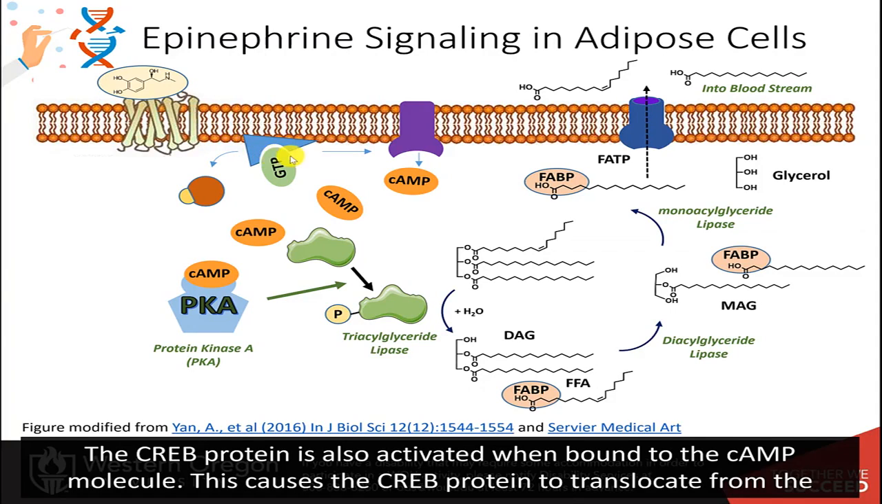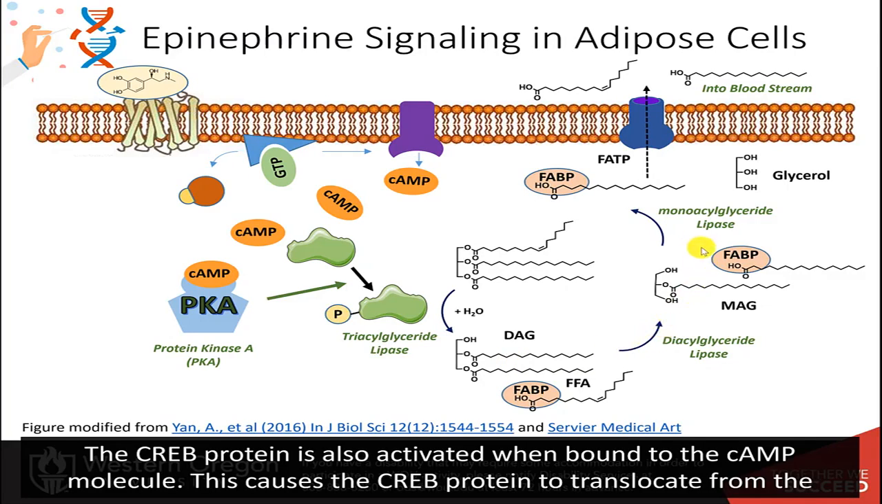The activated G protein turns on adenylate cyclase, leading to the production of the second messenger, cyclic AMP. Cyclic AMP, in turn, binds with protein kinase A to activate many downstream target pathways. One target is triacylglyceride lipase. PKA mediates the phosphorylation of this enzyme, increasing its activity. This enzyme hydrolyzes one of the fatty acids from the triacylglyceride, yielding one free fatty acid and one diacylglyceride.